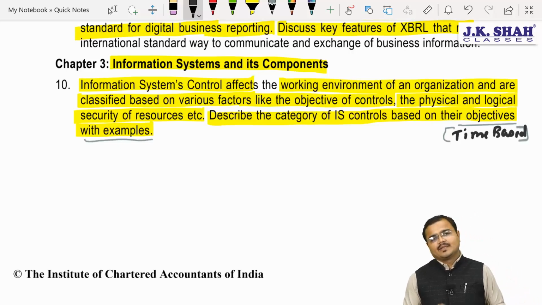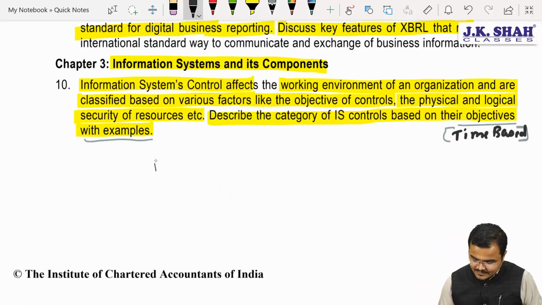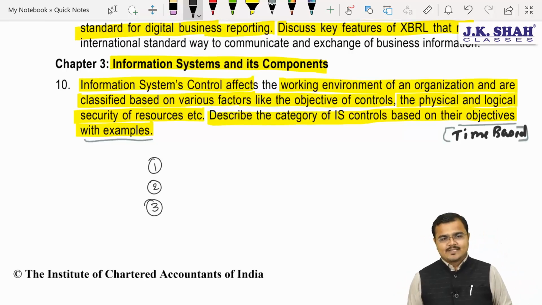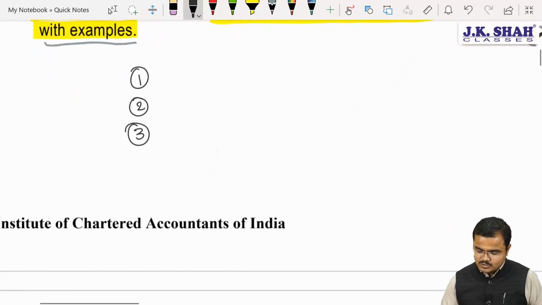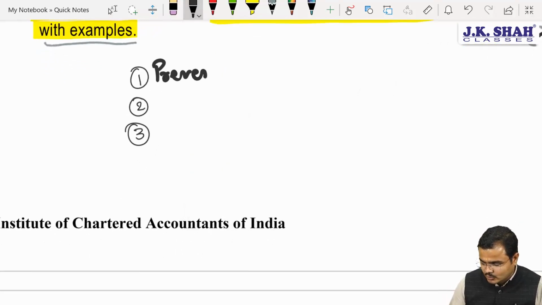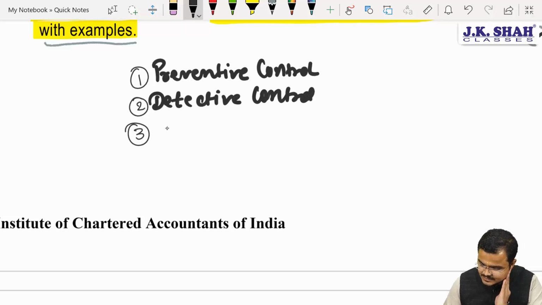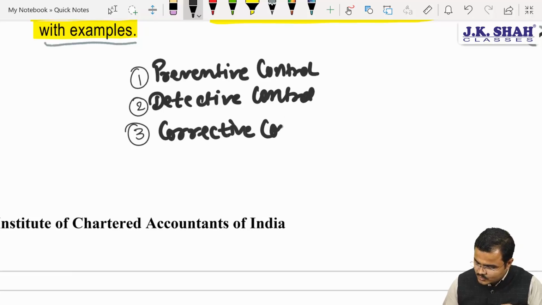Agree chartered? Yes sir. Now people, whenever this type of concept comes, please do remember, we are going to discuss 3 major types of controls over here. On the basis of chartered what? Sir, objective controls are classified into 3 parts, correct? Yes sir. Number 1 is a preventive control. Okay sir. Number 2, sir, detective control. Okay sir. And number 3, my dear chartered, we are also having what? Sir, corrective controls.